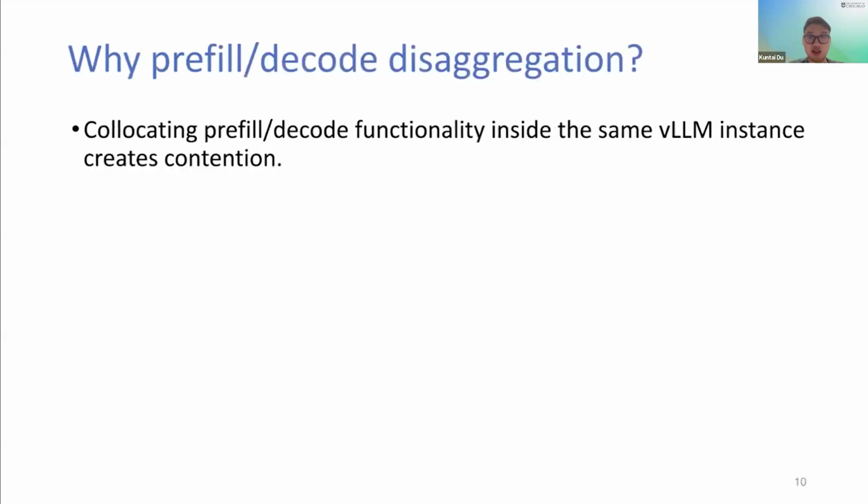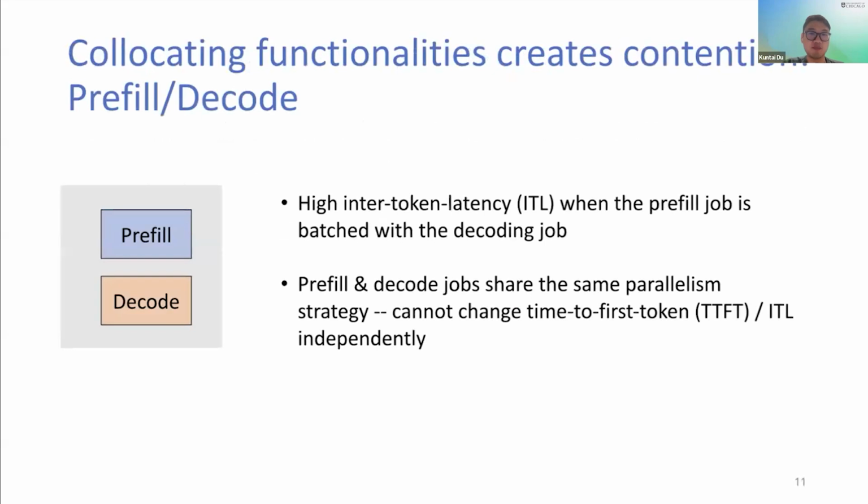After talking to a lot of industry people, I feel like not everyone knows why we need to do prefill-decode disaggregation, so I'm planning to give a brief introduction. The intuition is that if we put prefill and decode inside the same node, there will be contention. More concretely, the inter-token latency will be high when we batch the prefill job together with the decode job, because prefill is slow.